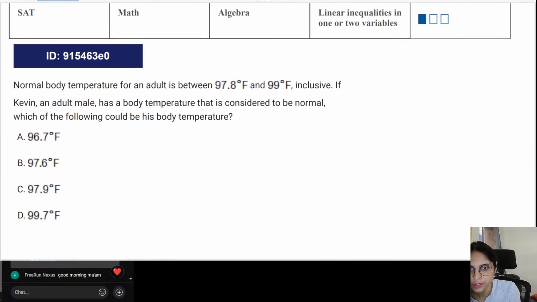Normal body temperature for an adult is between 97.8 and 99. Inclusive means less than or equal, both of them have to be equal to. So 97.8 is less than or equal to the temperature, which is less than or equal to 99. And we are including equal to because this is inclusive.